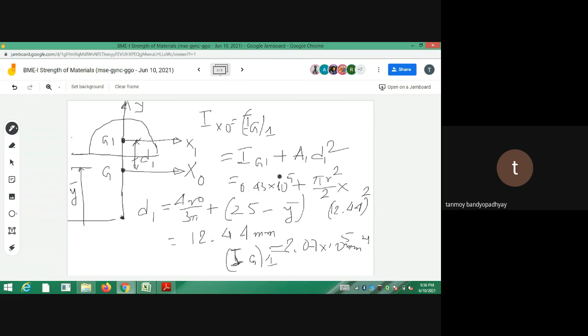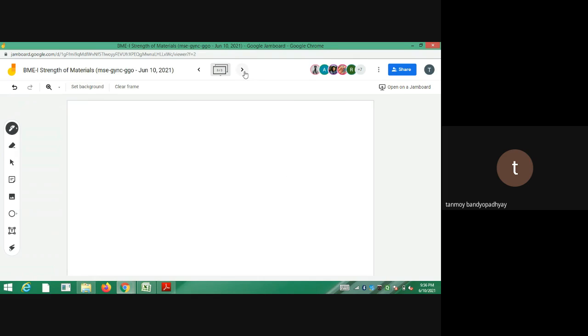Okay, so now we are done with this one. Next, we have to calculate the contribution to IG from the rectangle. The rectangle part is easier. I hope you can do that, or if you feel like it, I can do it for you. So let's draw the rectangle.